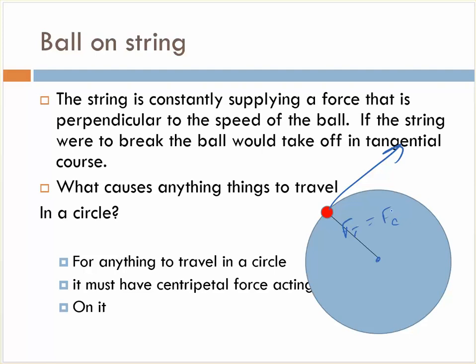There's lots of things that could give a centripetal force. For anything to travel in a circle, there has to be some type of centripetal force acting on it. In this case, it's the string right here. It's this tension in the string which is causing it to travel in a circle.